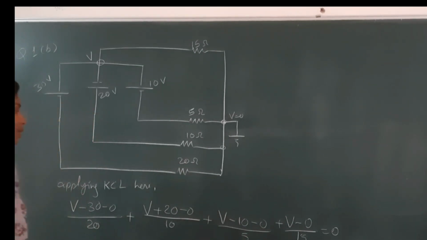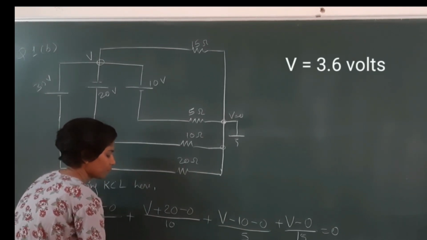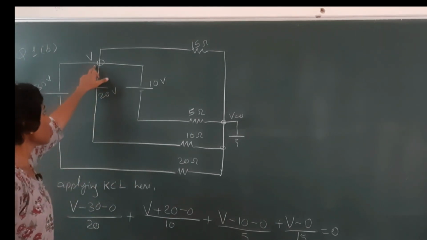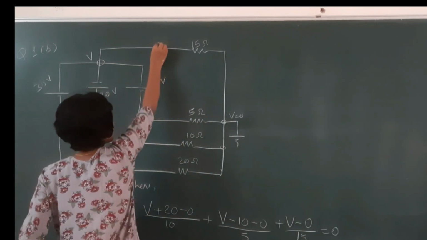What is the value coming here? Let me do it. So the voltage here is coming as 3.6 volt. Check the answer with your own calculation. So this is the node voltage value of this particular node. We have to calculate the current through this branch. Suppose the current value is I.